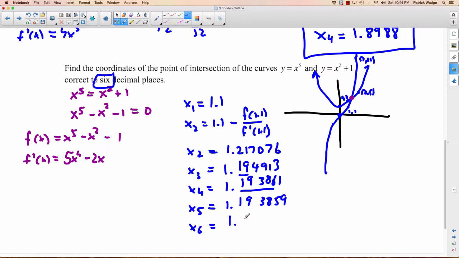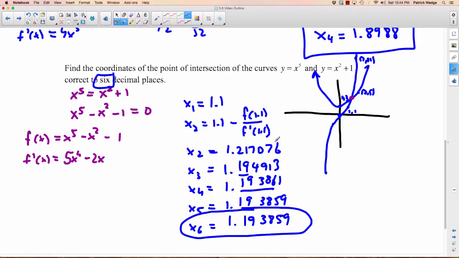And it turns out with x6 you get 1.193859. There is 6 the same. So we know that this is our answer. It took our 6th approximation to get there. And this is not exactly the x value of where they cross, but it's pretty darn close.